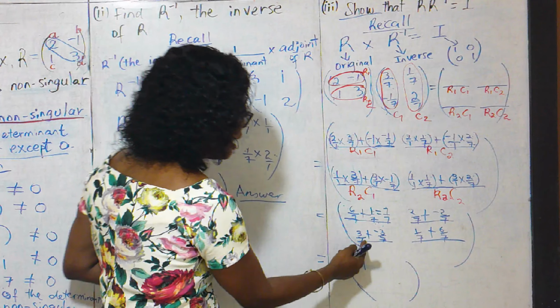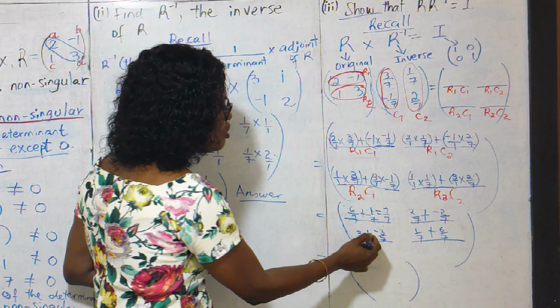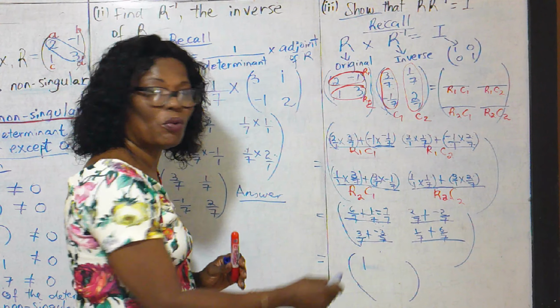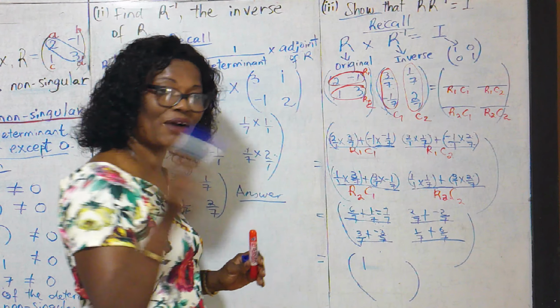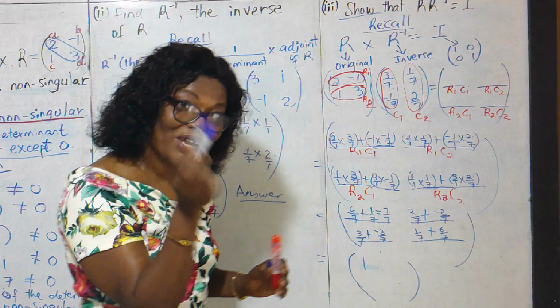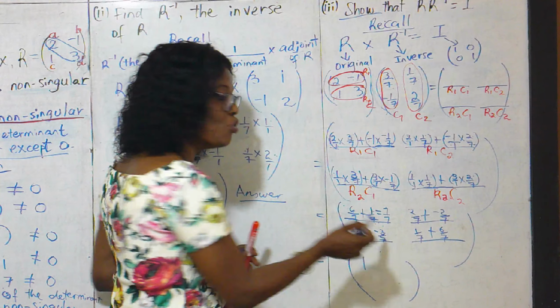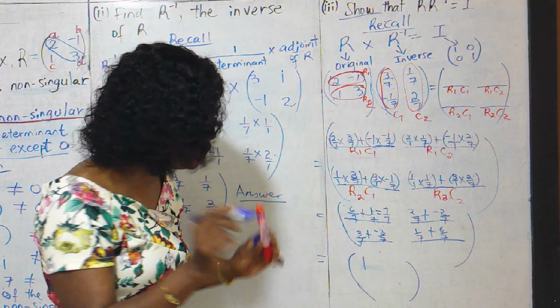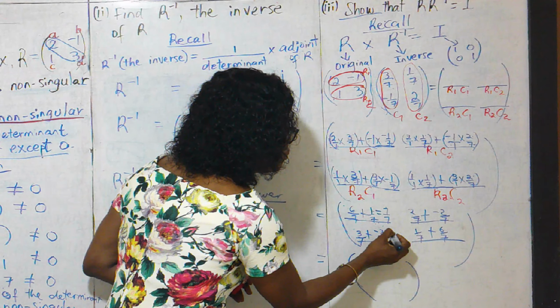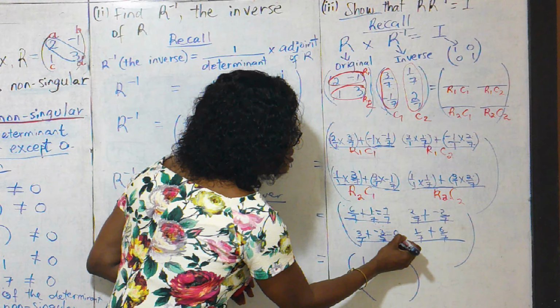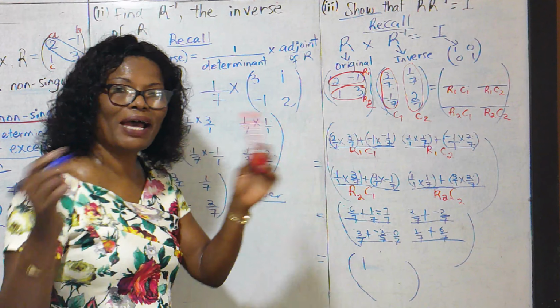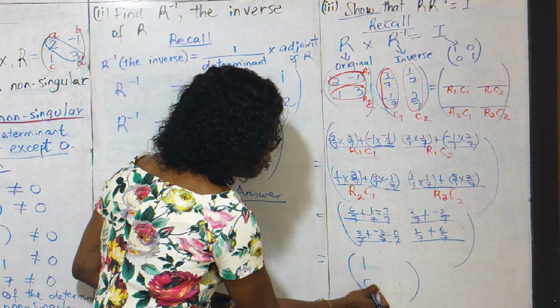Let's go down the line. 3 sevens plus negative 3 sevens. What is 3 plus a negative 3? Your directed numbers come into play. You have 3 and you owe 3. You don't have anything left. So that's 0 over 7. And 0 divided by any number is 0.